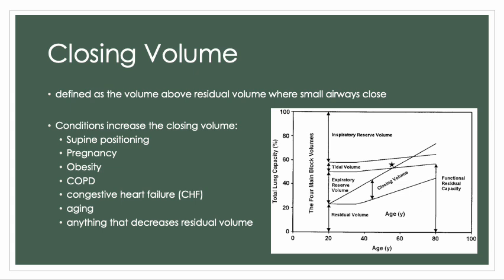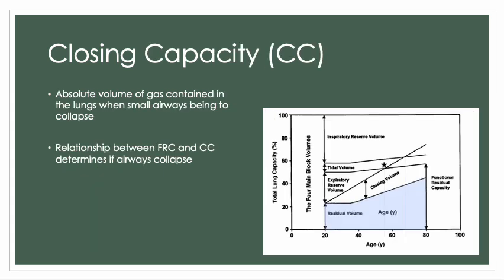And then conditions that increase closing volume include supine positioning, pregnancy, obesity, COPD, congestive heart failure, aging, and anything that would decrease residual volume. So next, moving on to closing capacity. This is the absolute volume of gas contained in the lungs when small airways begin to collapse.